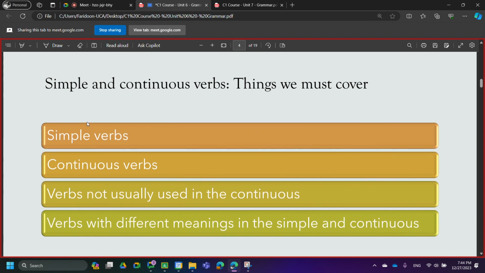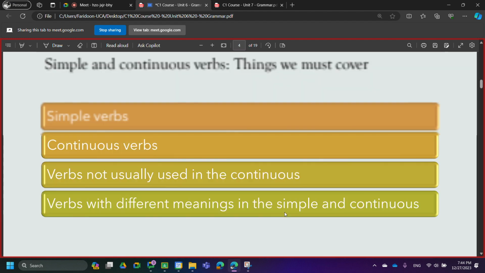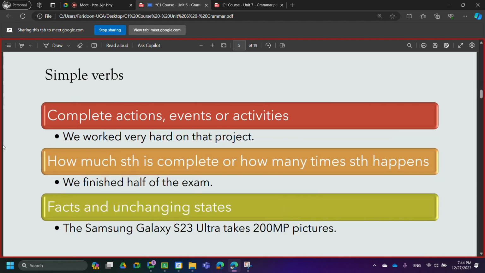Okay, so simple and continuous verbs, guys. And these will be the things that we will talk about. So we will of course talk about the simple verbs themselves, then we'll talk about the continuous verbs, then we will talk about some specific verbs that are not usually used in the continuous version, and we will also study some verbs with different meanings in the simple version and in the continuous version or form. Okay, so starting with the first one, simple verbs.